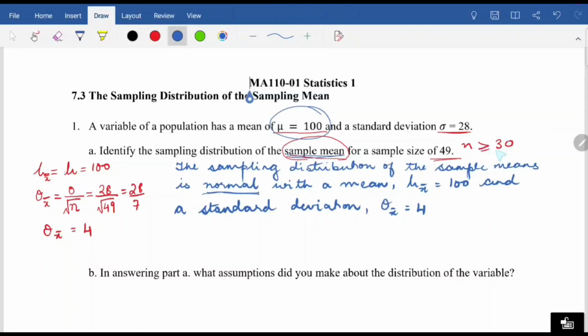By looking at the sample size, which is a large sample size of 49. Right, 49 is greater than or equal to 30. That makes it a large enough sample size to assume that it's going to be a normal distribution. So even though they haven't told us how the variable is distributed, we really don't care if the sample size is large enough. It's going to be a normal distribution.